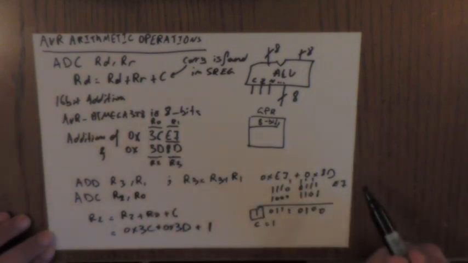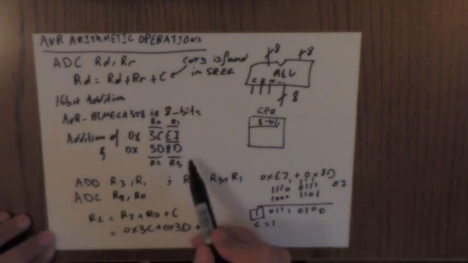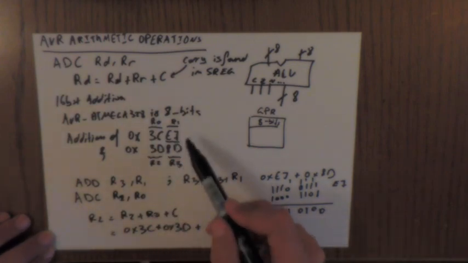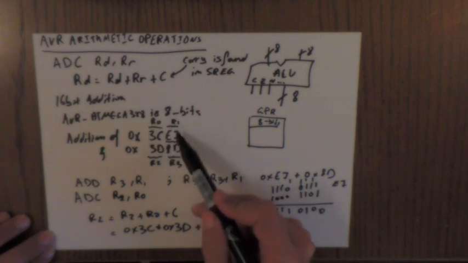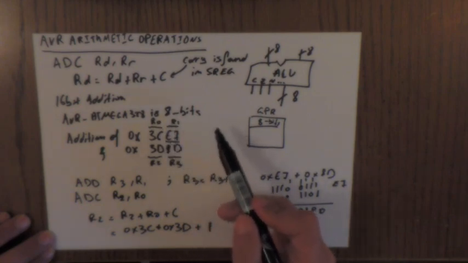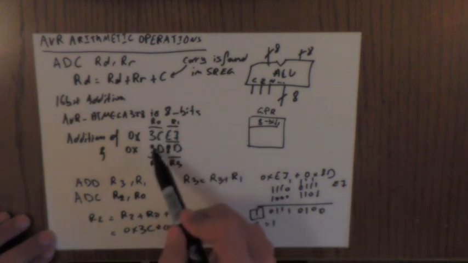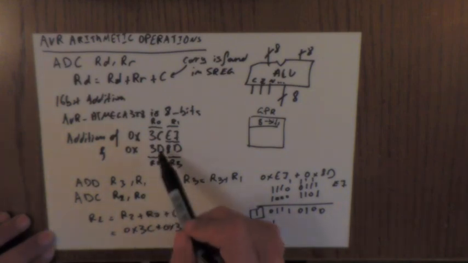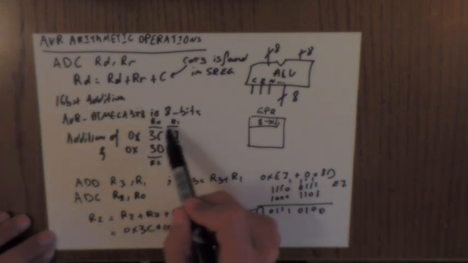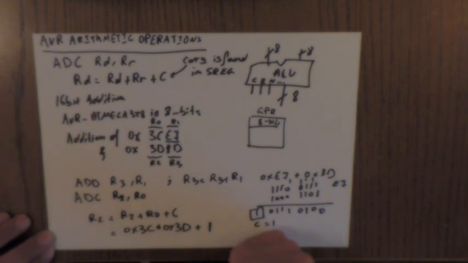Okay, so to recap, we have those two 16-bit numbers. To do the addition, we need to add the two 8-bit numbers on the right, and then add the two 8-bit numbers on the left, and the carry between those two should be included with an ADC instruction.